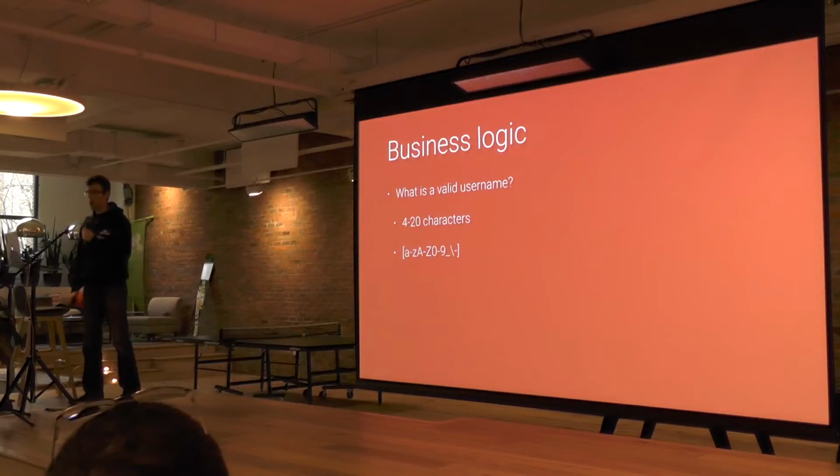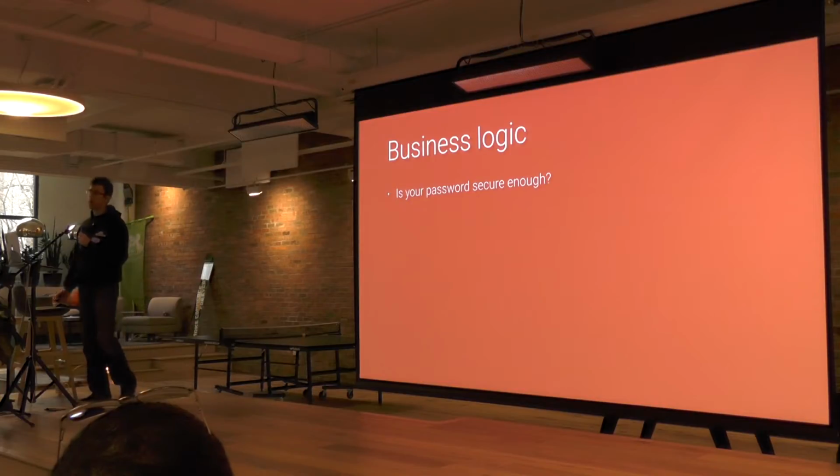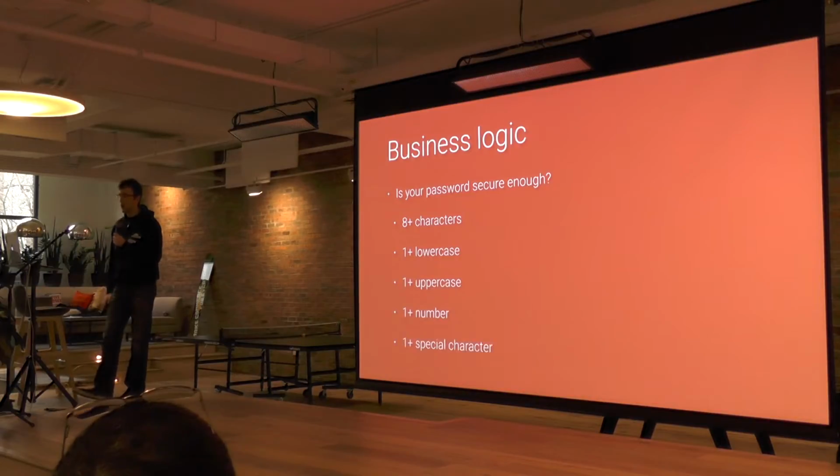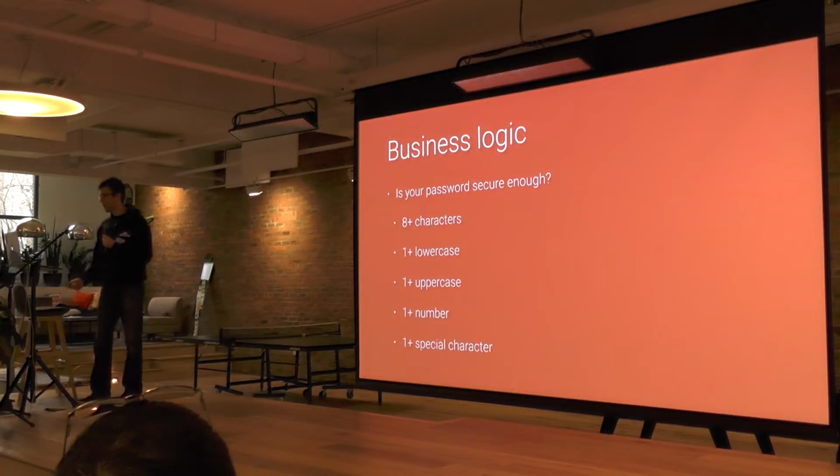So some examples of this are, what is a valid username? Generally 4 to 20 characters, alphanumeric with dashes and underscores. Another example, is your password secure enough? So at least 8 characters, 1 lowercase, 1 uppercase, 1 number, 1 special character. We all know the practice for choosing a secure password, I hope.